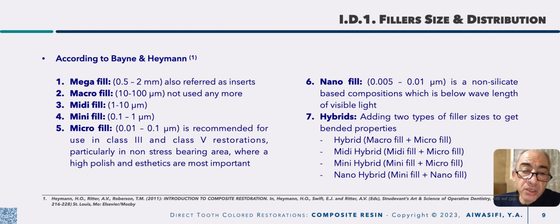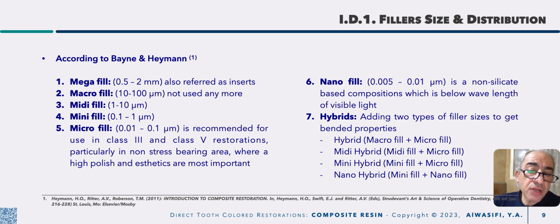to 0.1 micron, which is recommended for non-stress bearing areas, because it has inferior mechanical properties, but it has a higher surface polishability and aesthetics; translucency is also considered a positive criterion of microfill composite. It has a very low modulus of elasticity, that's why it is still indicated and the material of choice for restoring class 5 cavities, as it could flex with the same flexion of the tooth when the patient has any parafunctional habits such as bruxism.